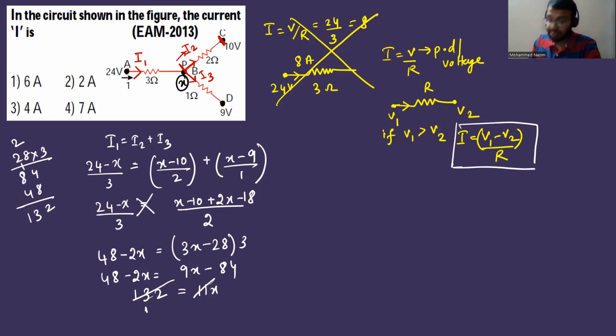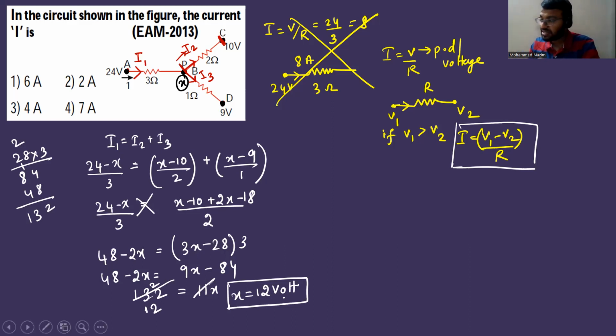11 1s are 11. Remainder is 2. So 11 2s are 22. Therefore, X is going to be equal to 12 volt. Therefore, first you have to determine the potential of that unknown node, which is X. So 12 volt. You assume the potential to be X and apply simple Kirchhoff's current law. This I1 is getting divided into two parts as I2 and I3. You will get the potential of unknown node X.